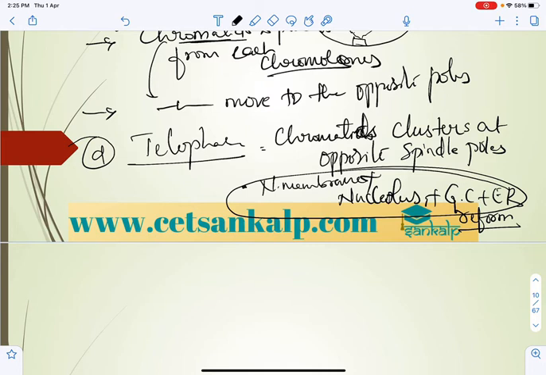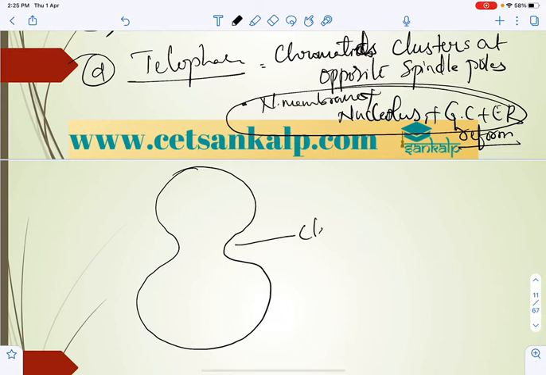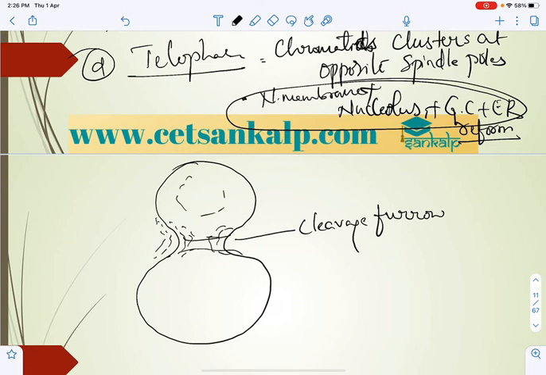When cytokinesis initiates, in this diagram we can write that this is a cleavage furrow in animal cell. It will keep on moving inward from this side, and finally they are going to divide into two daughter cells. At the same time the nuclear envelope reappears, and the chromatids, which were condensed, are going to decondense.